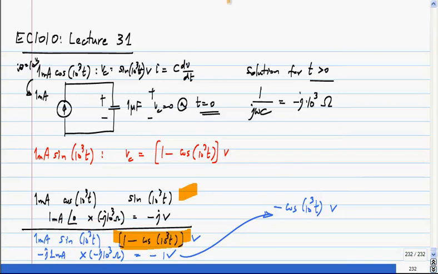So we calculated it in the time domain, we got something, and we calculated using phasors and we got something else. So what's the reason? In fact, depending on the input, sometimes it works, sometimes it doesn't work. It's pretty horrible actually. Why does this happen?